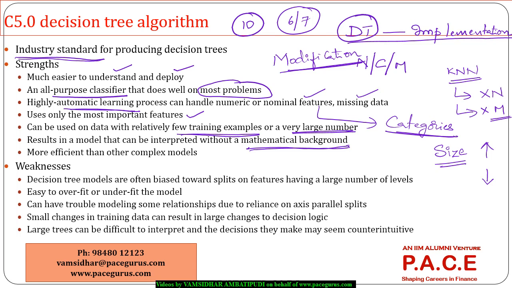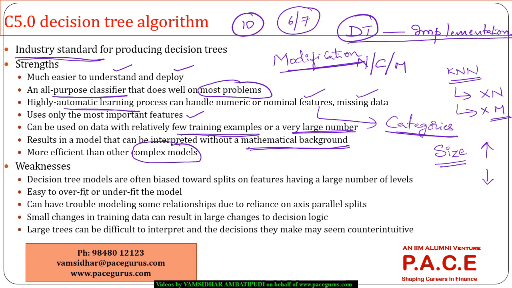If I have to interpret this C5.0 algorithm, everything can be explained in plain English by looking at the output of the C5.0 algorithm. So what you will typically find is that, compared to various other complex models, it is much more efficient.